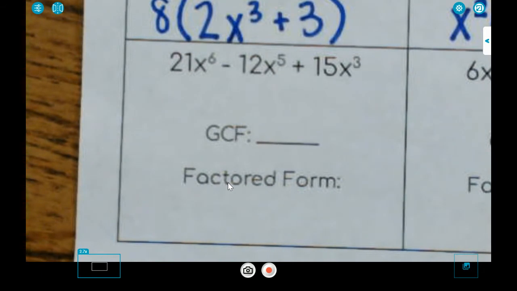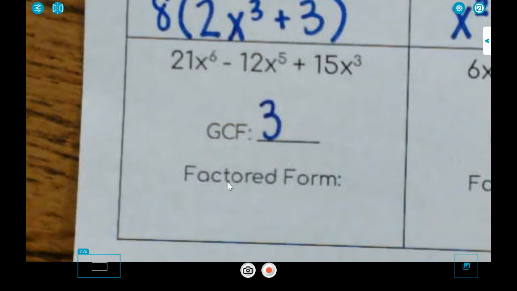What is the biggest and only, other than 1, number we can divide 21, 12, and 15 by? 3. Yep. So 21 divided by 3 is 7, 12 divided by 3 is 4, 15 divided by 3 is 5. So we can divide out a 3. Then, how many x's does the last guy have that he can give me? 3. So this one has 6 x's, this one has 5, this one has 3. You can only take as many as the last one has. So our GCF here is 3x cubed.